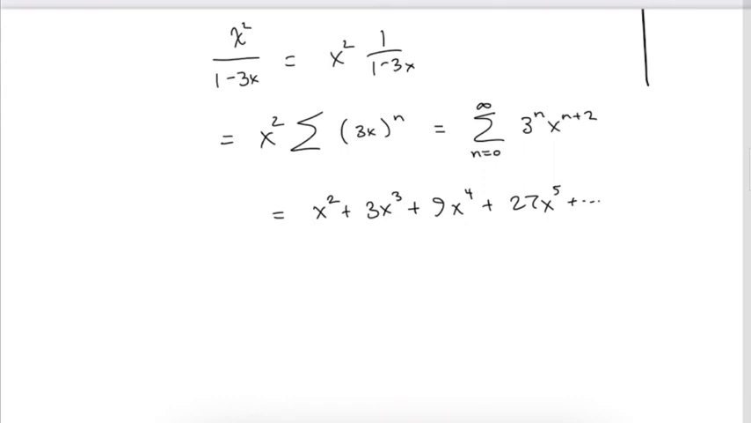And then how about the convergence? You say absolute value 3x less than 1, which means absolute value x less than 1/3. So the radius of convergence, can I just write ROC, is 1/3. And the interval of convergence is minus 1/3 to 1/3.